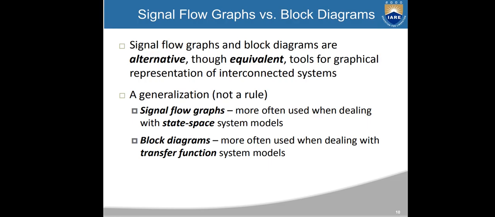Signal flow graphs and block diagrams are alternatives, through equivalent tools for graphical representation of interconnected systems. As a generalization, signal flow graphs are more often used when dealing with state space system models, and block diagrams are more often used when dealing with transfer function system models.